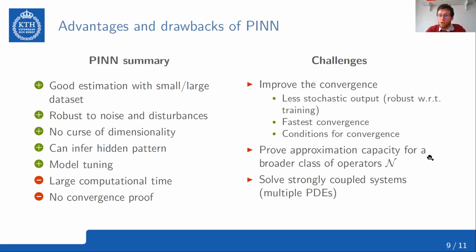And you would like to prove the approximation capacity for a broader class of operators N, because so far you can only deal with a very specific operator N. And I've not talked about it because we have considered only a single model, a single PDE. But if you have several PDEs that are interacting with each other, how do you solve this? Is this working? Actually, it's not working that well. It's like solving an optimization problem, but with multiple costs, and it's not an easy problem.